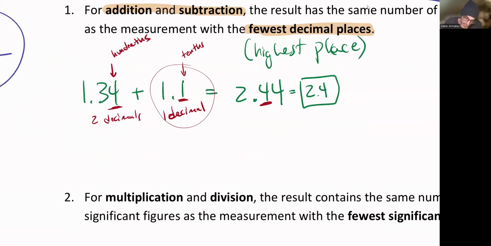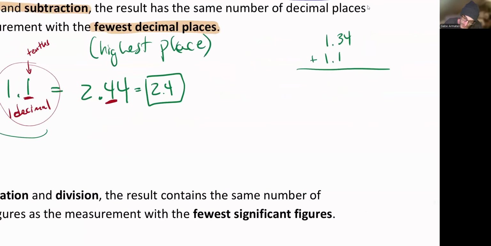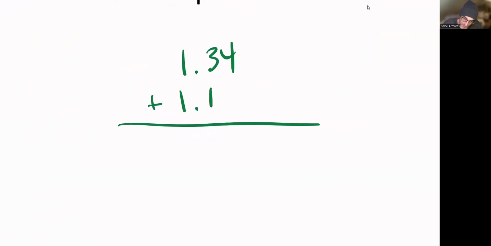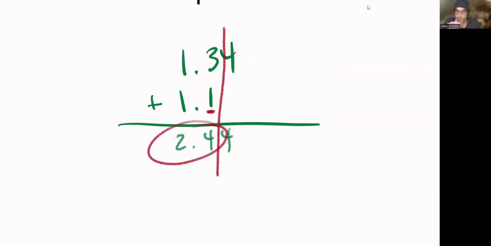The other way that you can look at it, this is another way of doing it. If I had 1.34 plus 1.1, we can set it up like you would a problem. I'll move it over here. What you can simply do is put the numbers down and then do the rounding. So 2.44, and then I'm going to take this line and say, this is the last sig fig here. I'm just going to draw a line in and we're just going to cut it off there.